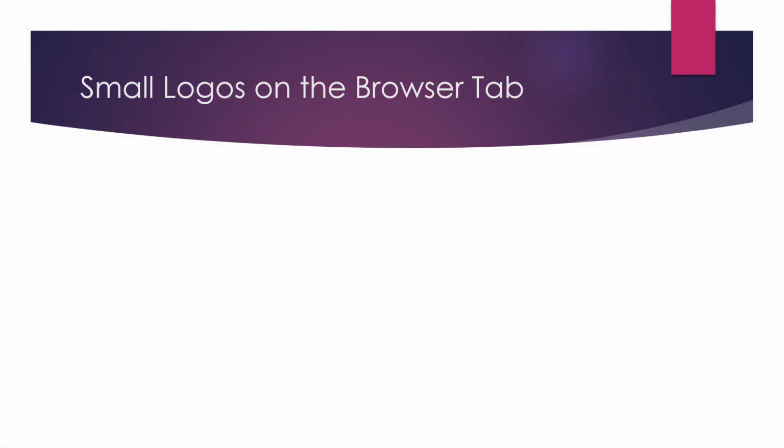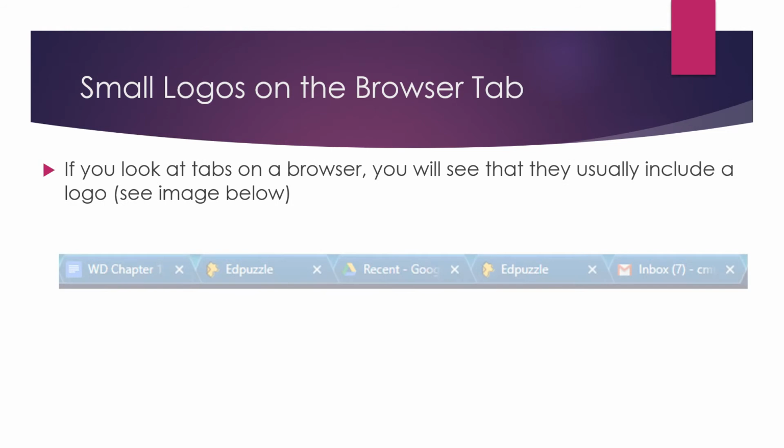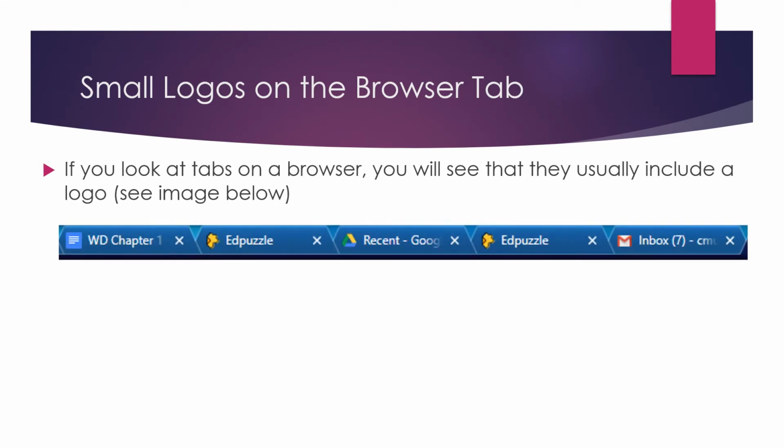Adding a small logo on the browser tab. If you look at tabs on the browsers, you will see that they usually include a logo. For example, if you look at the image below, we have a square blue for the WD Chapter. That's a Google Doc logo. The Edpuzzle has its own logo. Google Drive has the triangle logo. And then Google Email has the envelope logo. So we're going to learn how to put a little logo there on our websites.